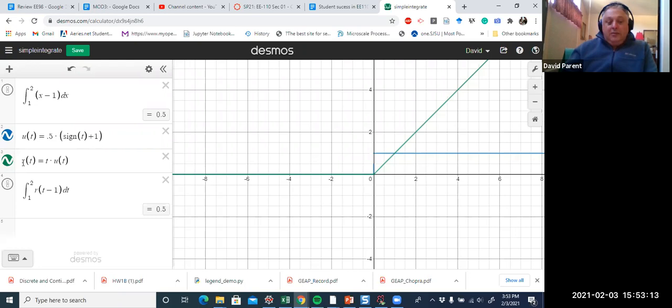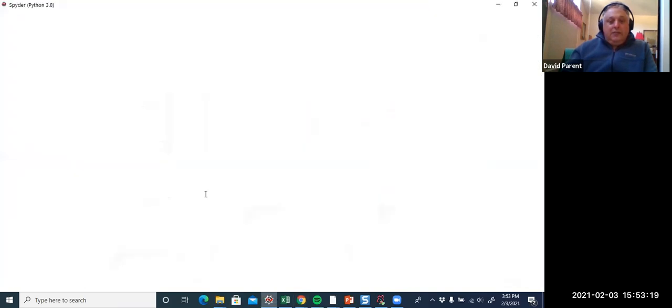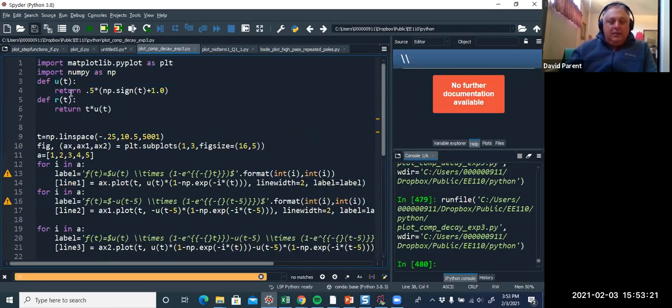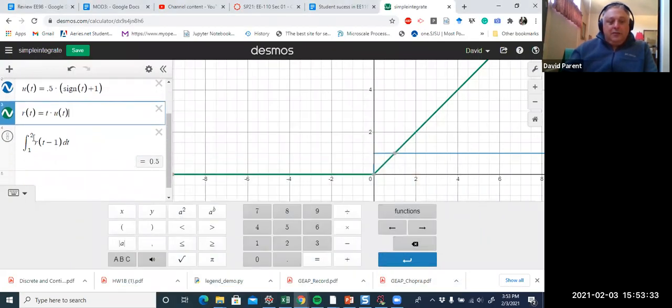And then the ramp is easily done by multiplying t times u(t), right? I even do this in my Python where I define my step and then I define my ramp right from there. And then, yeah, you can even do it in terms of t and you get 0.5.